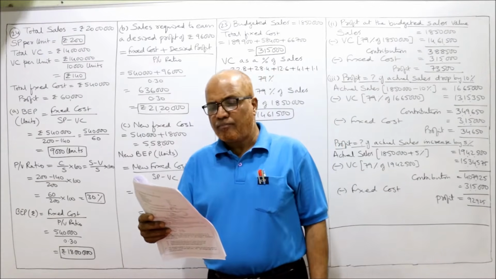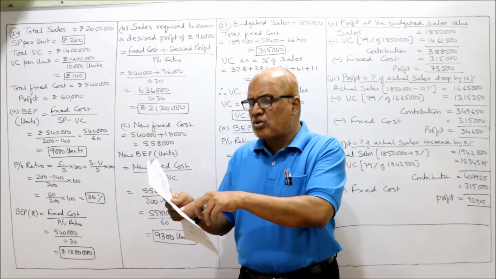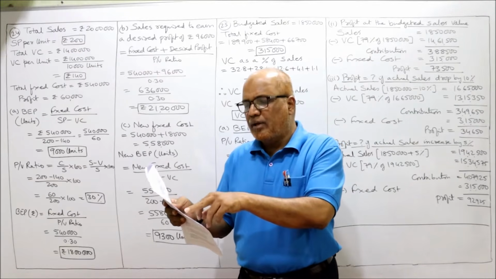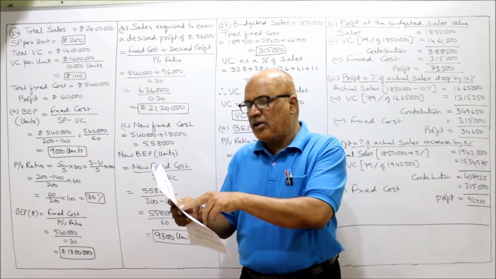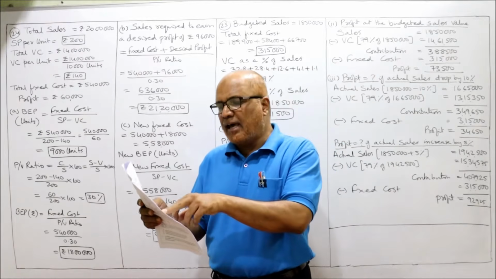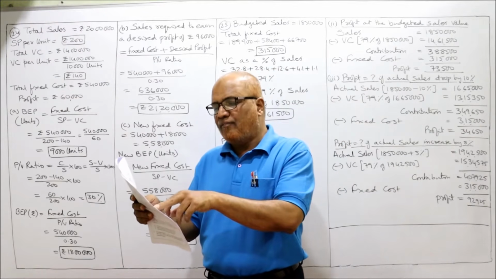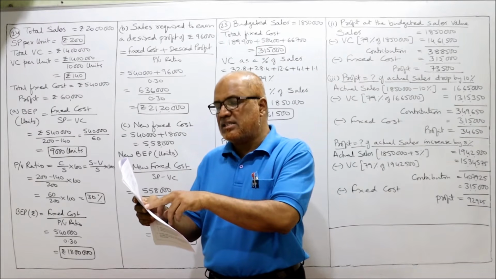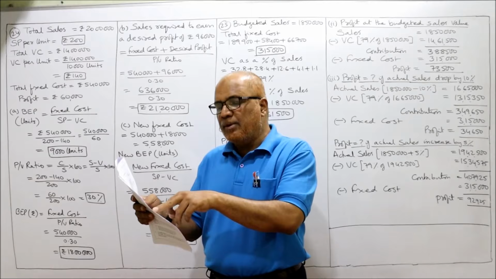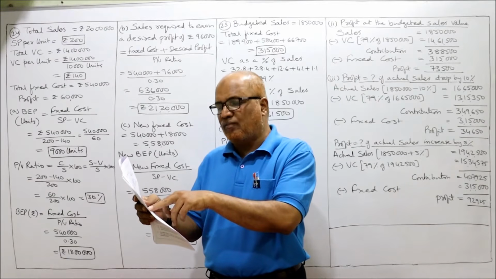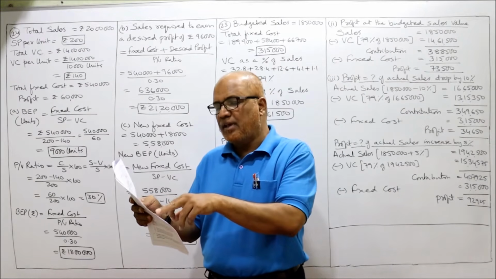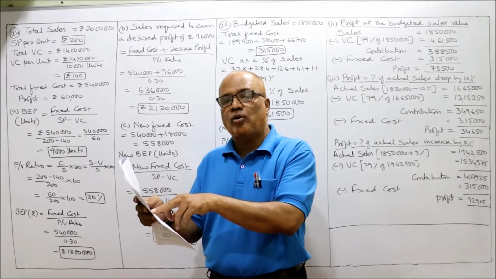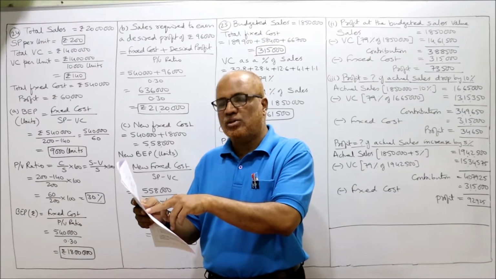Then cost. The costs are given fixed cost and variable cost separately. So in cost, direct material 2 lakh rupees variable, direct labor 4 lakh rupees variable, factory overhead 1 lakh 60,000 fixed and 6 lakh rupees variable. Administration expenses 1 lakh 80,000 fixed and 80,000 variable. Other expenses are 2 lakh rupees fixed and 1 lakh 20,000 variable.